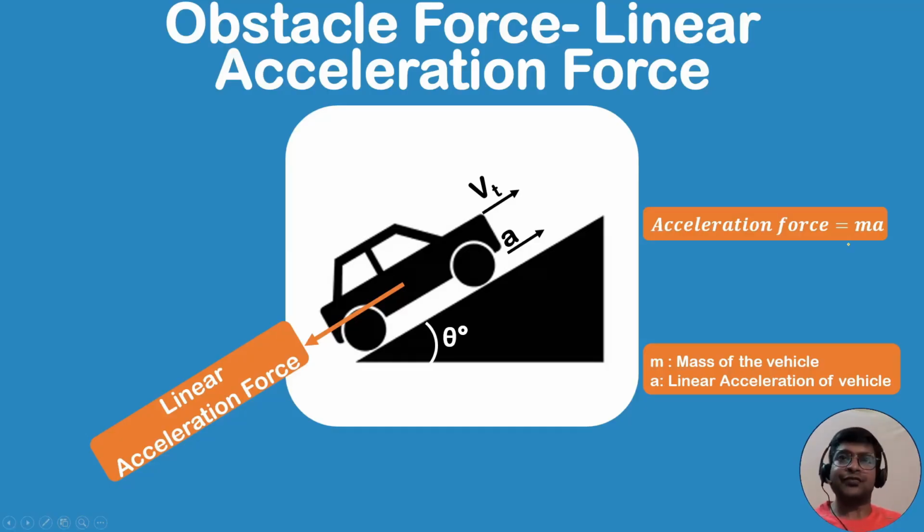The amount of that force we calculate using the formula F = ma, and the direction of this force we apply towards the backside of the vehicle. Now, m is nothing but the mass of the vehicle, and a is nothing but the linear acceleration of the vehicle. So this is all about the linear acceleration force.